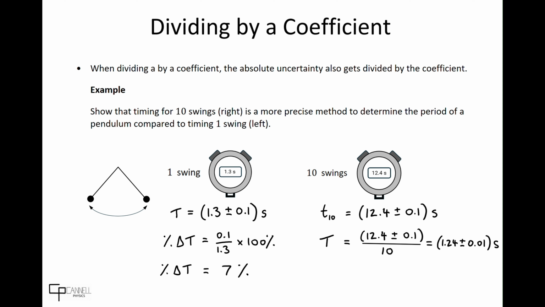So let's finish this by calculating the percentage uncertainty in this period value. And rounding to one significant figure, this is 0.8%. So we can see this percentage uncertainty is much smaller, roughly 10 times smaller than the original percentage uncertainty, therefore more precise.